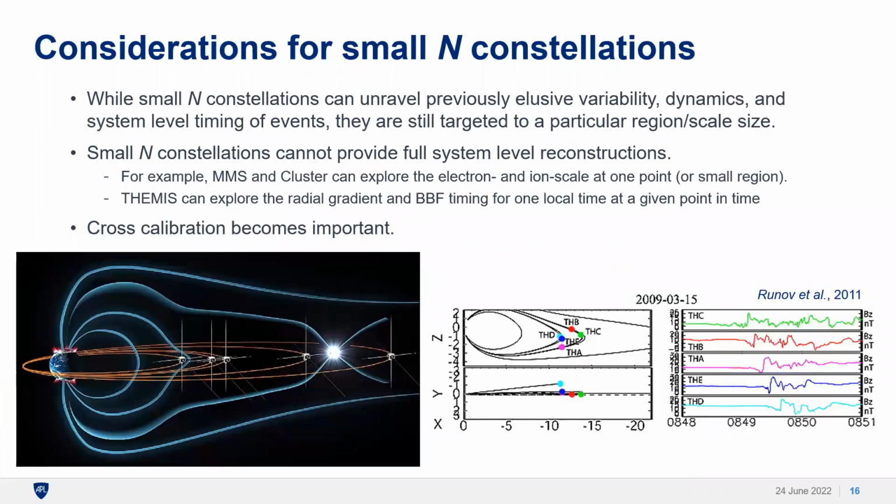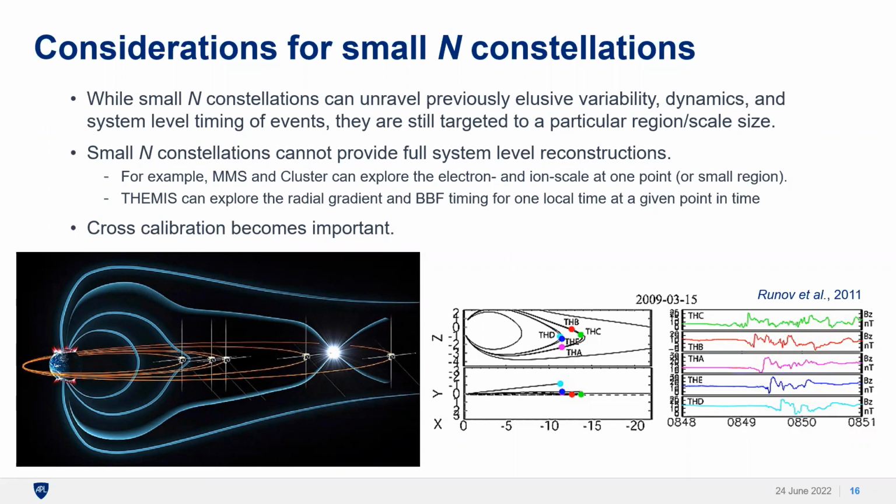But as with everything, we do have some considerations that we need to keep in mind. When you are talking about a small number of constellations, while you unravel previously elusive variability dynamics and system-level timing of events, they're still going to be targeted to a particular region and scale size. And so, if you wanted a more global system-level viewpoint, you're not really going to be able to gain that in any single time snapshot.